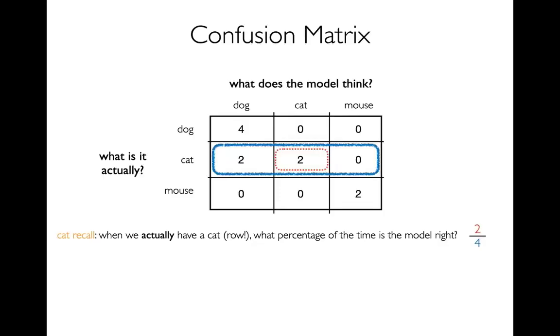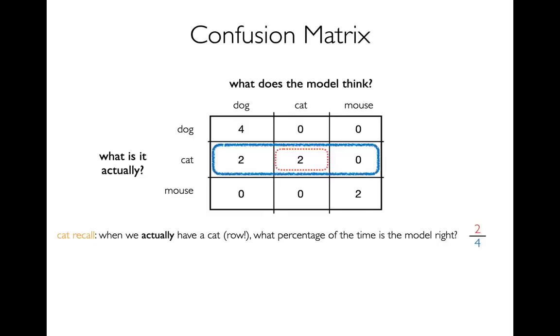So when I'm asking, what is the cat recall? What I want to know is, when we actually have a cat, what percentage of the time is the model right? Since I'm asking about what is actually the case, what I'm really doing is dividing by the sum of numbers in a row, because each row represents what the data actually is.